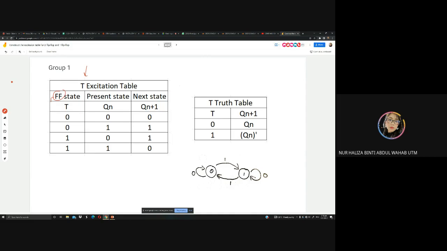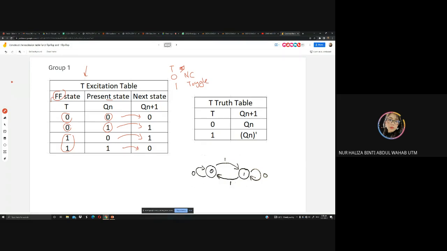Now you can see here when Q is 0 for your present state and you go to the next state 0 also, you're going to have 0 for T. If your present is 1 and you go to 1 also, which is no change, your T will also be 0. So T will be no change if it is 0. And if T is 1, it is toggle. You can see here from your present to next.